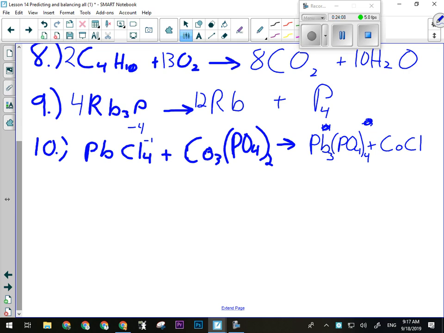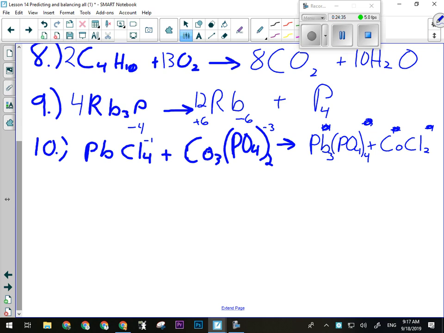Cobalt is also a multivalent metal, so I've got to look here. Phosphate, we already said, is a -3, so that's 6 negative charges. I need to get 6 positive charges out of 3 cobalts, so cobalt has a charge of 2. Right, so +2, -1, CoCl2.